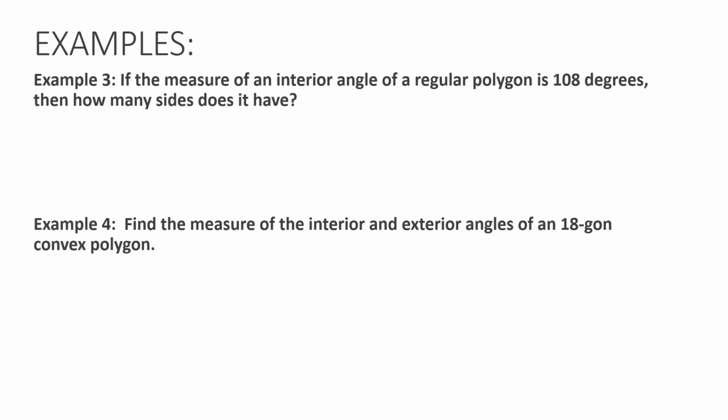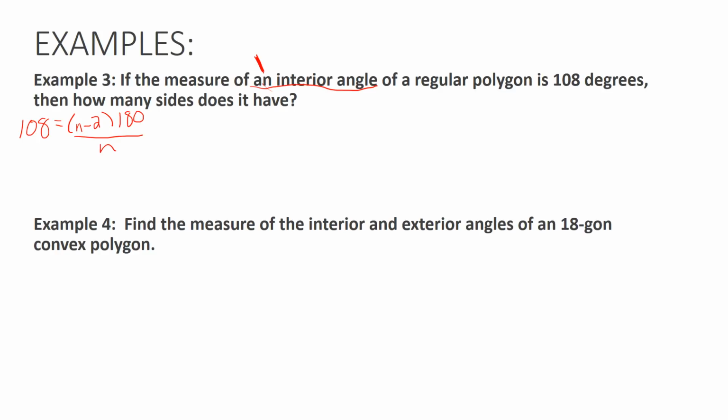And our last two examples for today. So example number 3, if the measure of an interior angle of a regular polygon is 108 degrees, then how many sides does it have? We are told the measure of 1 interior angle. So the equation that we're going to have to set up is 108 is equal to n minus 2 times 180 all over n, because it's for one individual interior angle, not the sum of all of them, just one of them.